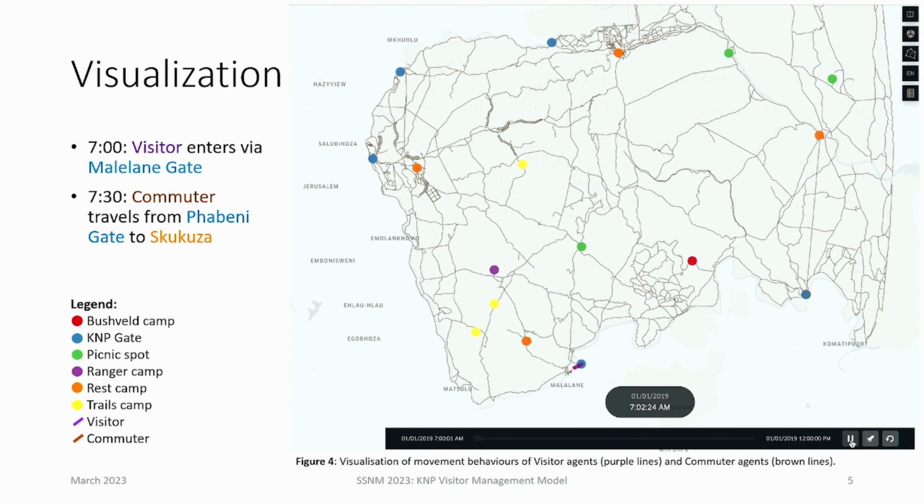And this is just a quick visual to give you an idea of what happens during simulation. Down here, we see two visitors. They entered through Malolane Gate and are exploring randomly. And up here are two commuters who came in through Fabeni Gate and are heading straight to Skukuza Camp, presumably because that's their location of work or their place of business for that day.